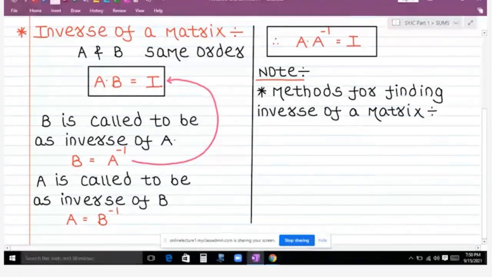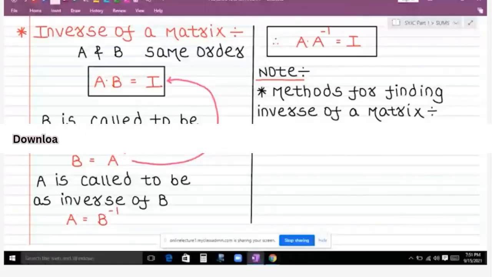तो भाई सब लोग बराबर ध्यान से सुनो. If we want to find the inverse of a matrix, the inverse of a matrix can be obtained by using the two methods. Number one is the method of adjoint. And number two is by using the elementary transformation method.